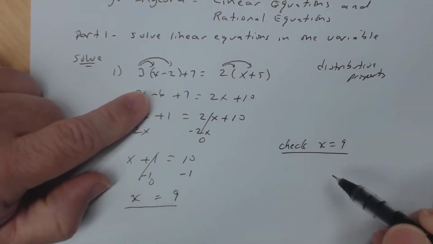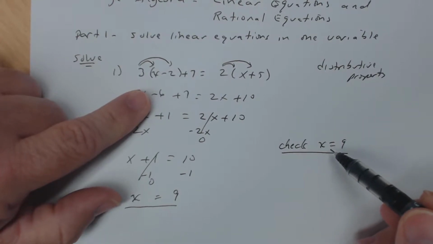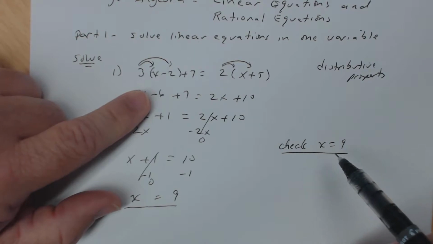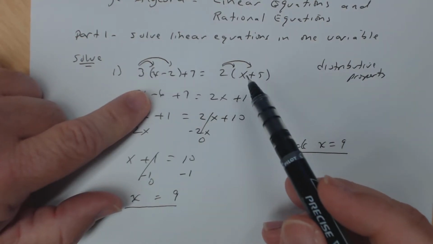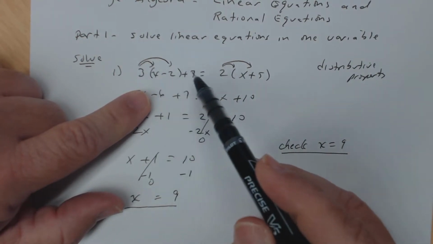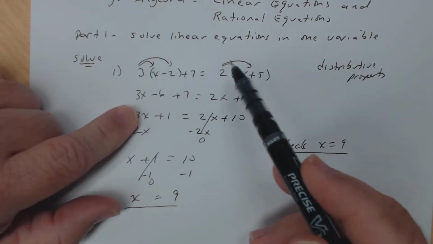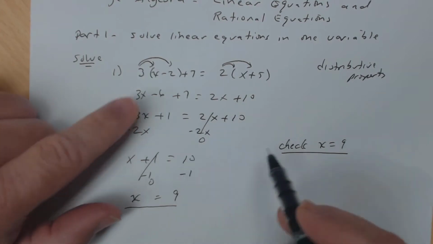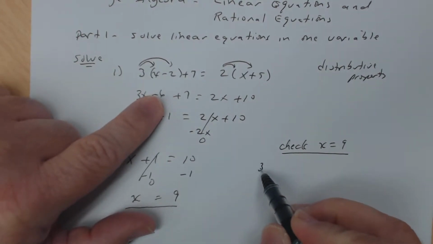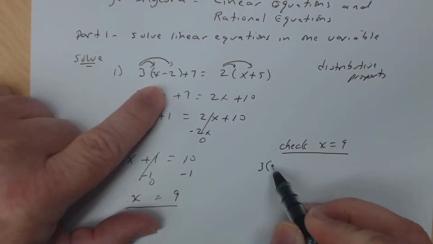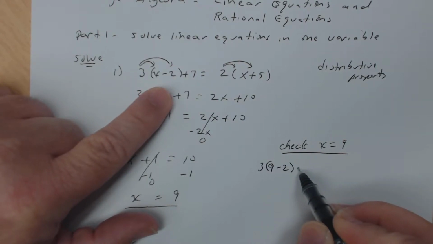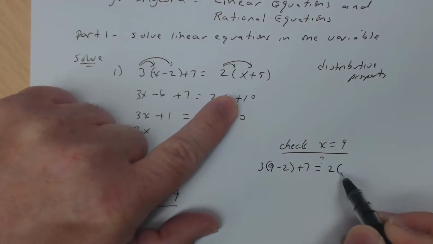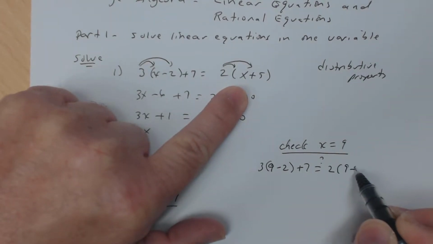Remember, I'm saying this is a solution to this equation. So if I substitute wherever I see the variable x, if I substitute this 9, then the left side should equal the right side. And always go back to the original because anywhere in here you could have messed up. Alright, so 3 times x, which is 9, subtract 2, plus 7, and I want to see if that's going to equal 2 times, and there's an x, and plug in 9, plus 5.